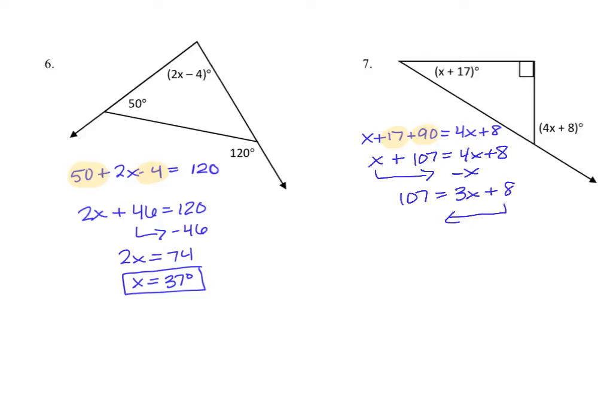And then subtract the 8 over. 107 minus 8 is 99. So 99 is equal to 3x. And when you divide by 3 on both sides, you get an answer of 33 degrees for x.